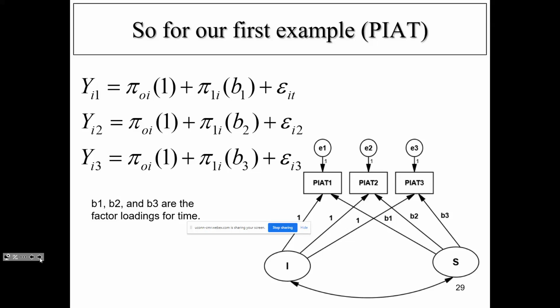What we do actually is we constrain all of those intercepts for all of those measured variables to be 0. So what I'm really saying here is I'm going to say that this intercept is 0, this intercept is 0, this intercept is 0, okay? And I'm going to estimate a latent mean for this intercept factor, and a latent mean for this slope factor.